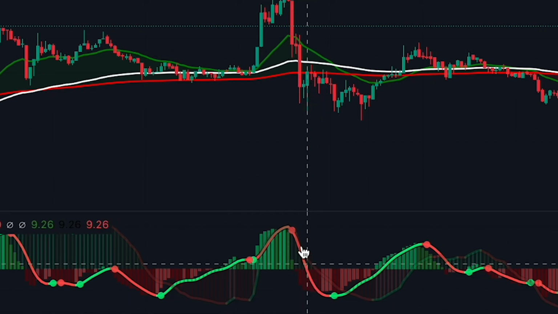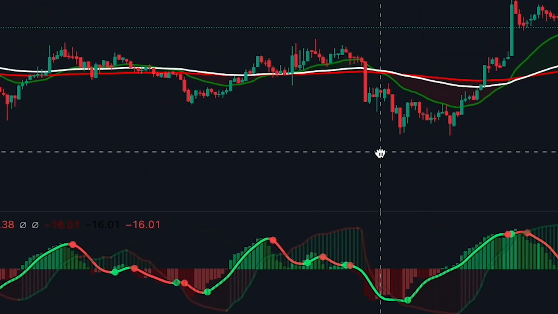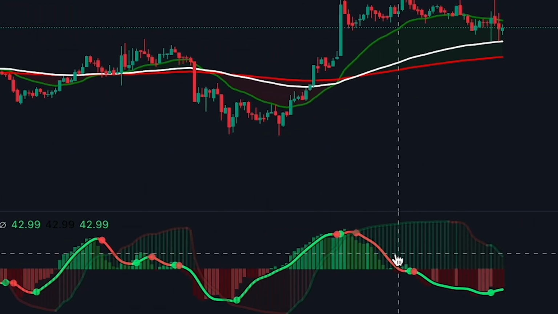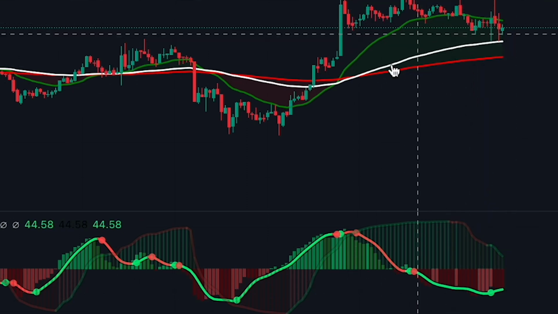The trend line works as a confirmation for these signals. For a long signal to be valid, the trender line will need to be green and above the zero line. For a short signal to be valid, the trender line will need to be red and below the zero line.